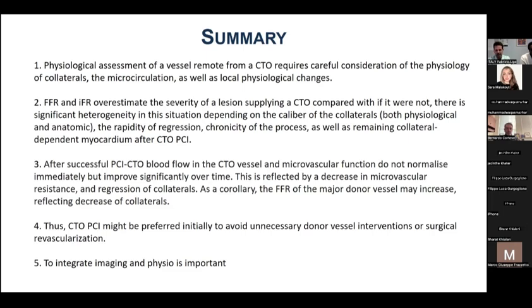So the trials over 2 decades suggest that CTO PCI may be preferred initially to avoid unnecessary donor vessel PCI or surgical revascularization, as we discussed in the last part of this presentation on this topic. And for me, we are believers in physiology, but we come from imaging operators, so the integration between imaging and physiology is more important.